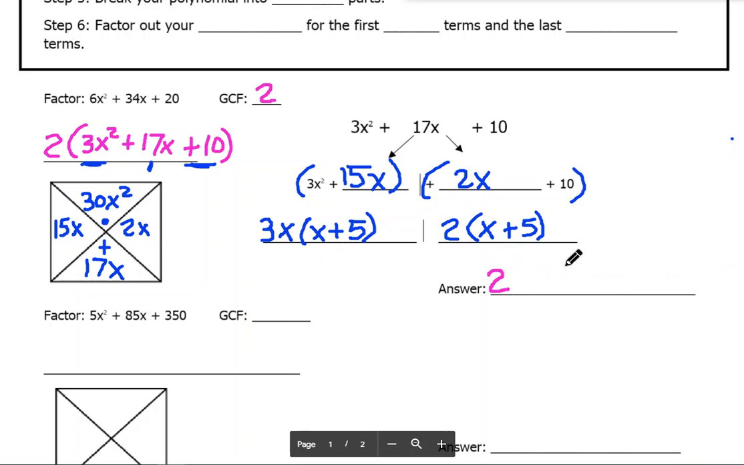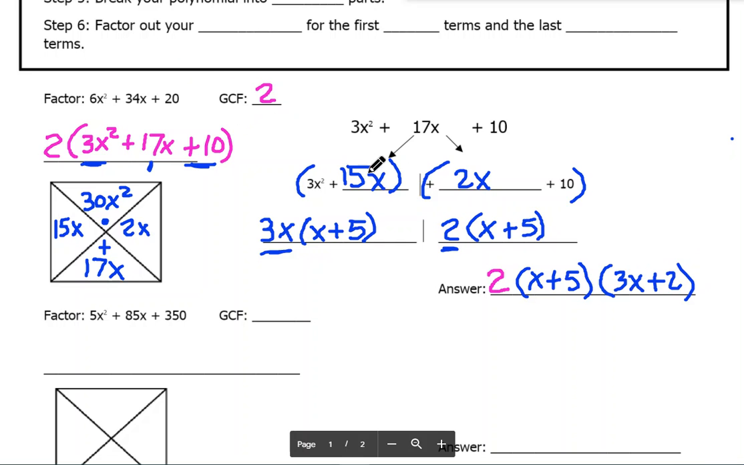So just like how we did at the very top of our sheet, you can see that this 3x and the x plus 5 are being multiplied together, and this 2 and this x plus 5 are being multiplied together, right? So our greatest common factor between these two terms here is x plus 5. So that is part of our answer, x plus 5. So whatever is left over is also part of our answer. So this 3x and this 2 is the other factor in our answer. So 3x plus 2 is our other factor.